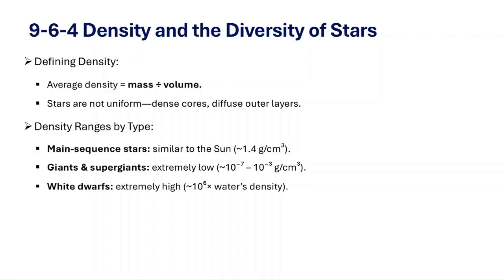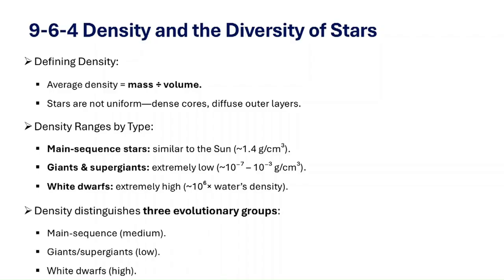So dense that a teaspoon of white dwarf material would weigh several tons on Earth. So density is not just a number. It helps us categorize stars into three evolutionary groups: main sequence stars, medium density; giants and supergiants, low density; and white dwarfs, high density. So this categorization reflects the life stages of stars.